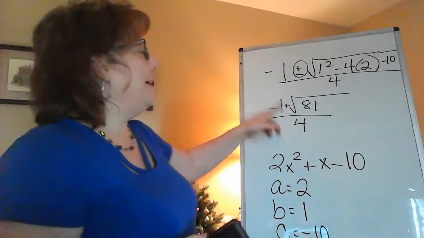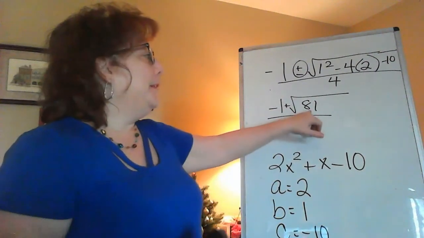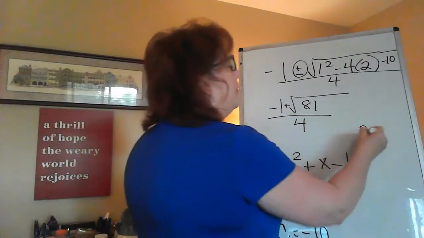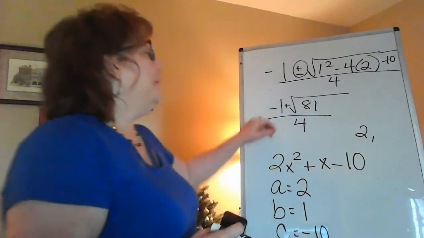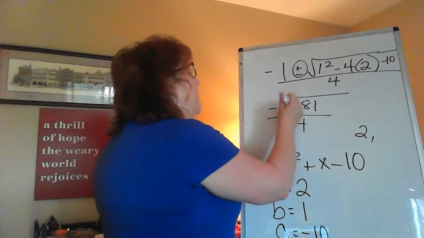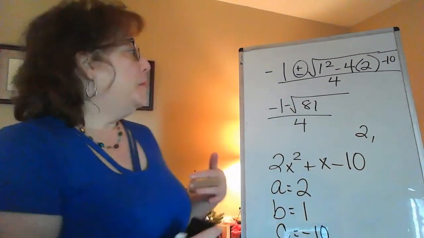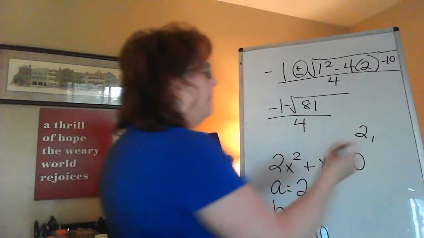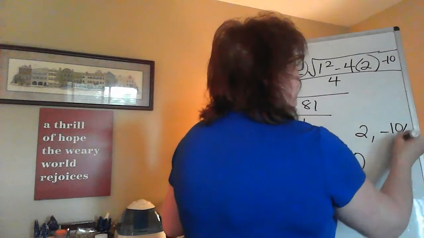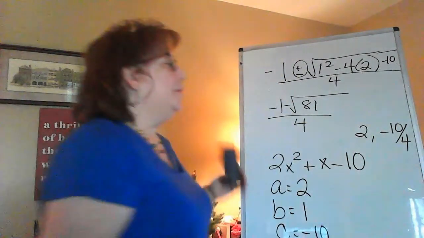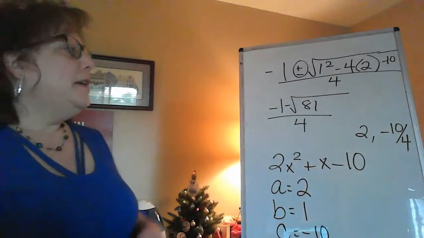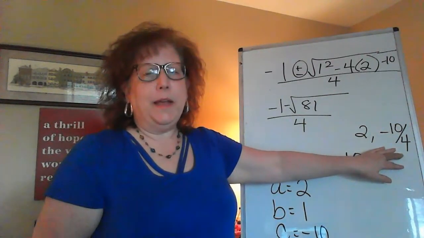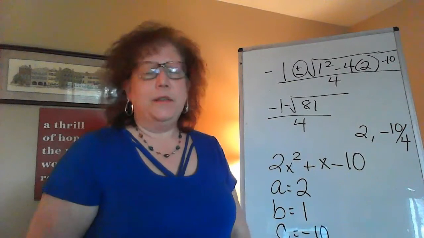So I'm going to have negative 1 plus 9, which is going to be 8 over 4. So my first answer is 2. Then I'm going to have negative 1 minus 9, which is going to be negative 10 over 4. And you could reduce that to negative 5 over 2. Those are your two answers. Here's one of those fractional answers. Much easier to find this way than it is to find it on a graph.